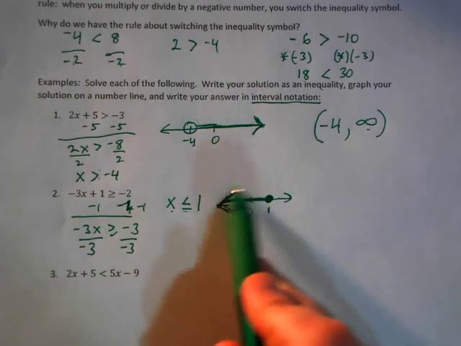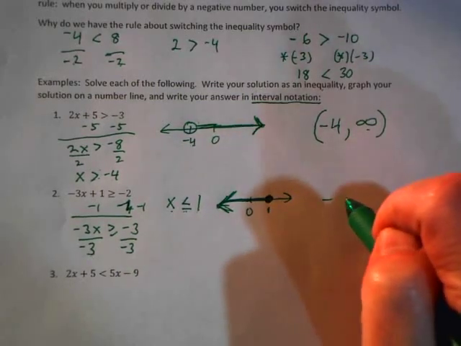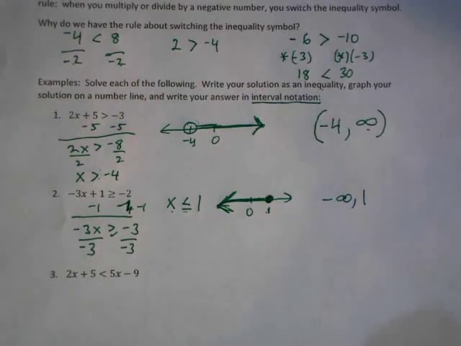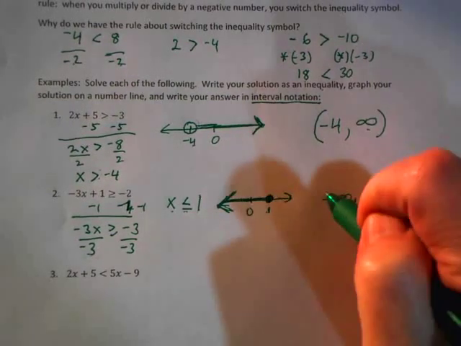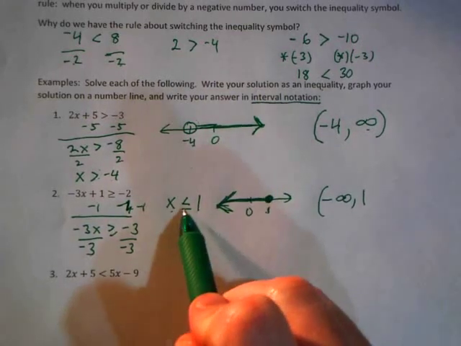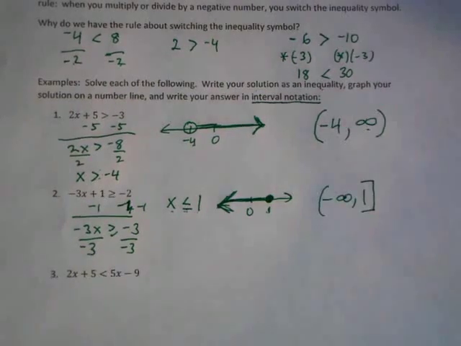For our interval, we look at our number line. We put the smallest number first. This one goes all the way to negative infinity. A comma stops at 1. Infinity or negative infinity always gets a round bracket. This time, because we have the equal, because we have a dot, you get a square bracket. So there's your answer in interval notation.